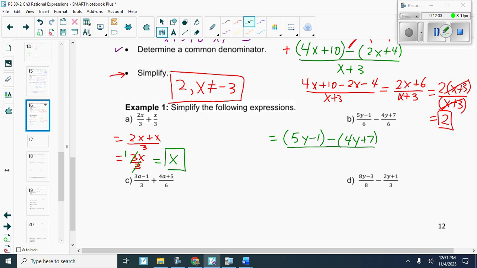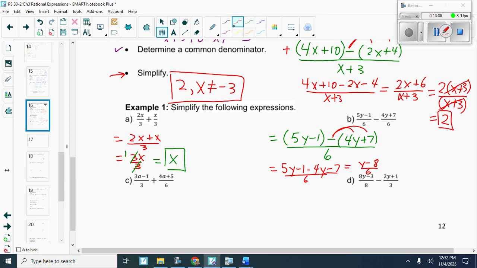and this is all over 6. Don't forget to distribute the negative through the brackets. So we have 5y minus 1 minus 4y minus 7 all over 6, which gives us y minus 8 all over 6.